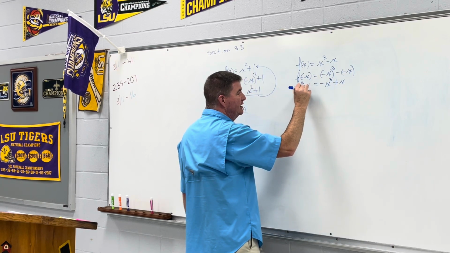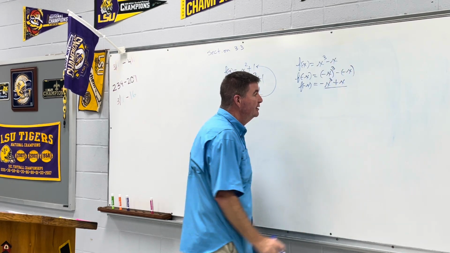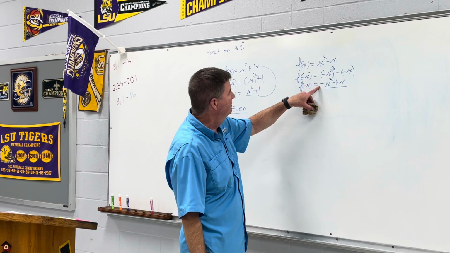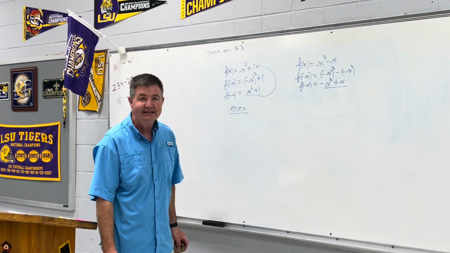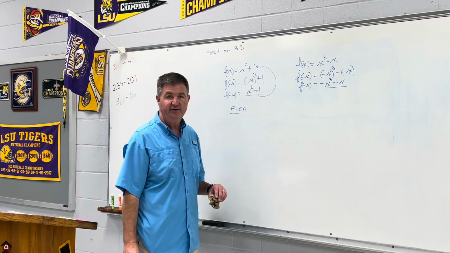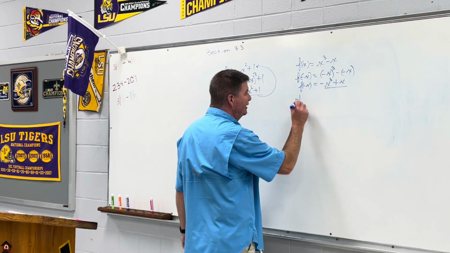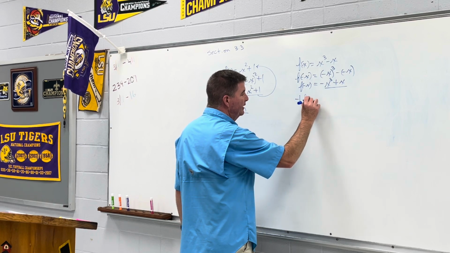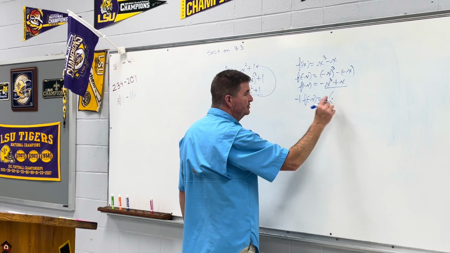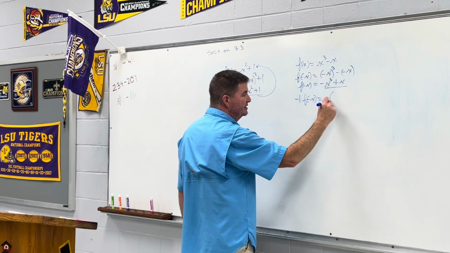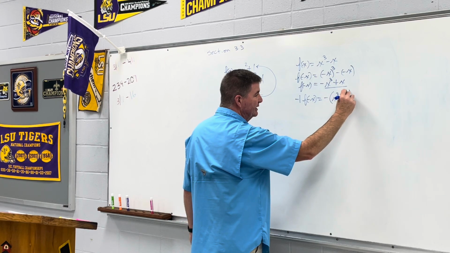So f of negative x, we look at it and we say, does it look like where we started? Well, no. Opposite signs, opposite signs. So since it's not the same, it is not an even function. Our next step then is to factor out a -1. F of negative x, factor out a -1. What does it do? It changes the signs. This becomes a positive x to the third. This becomes a minus x.